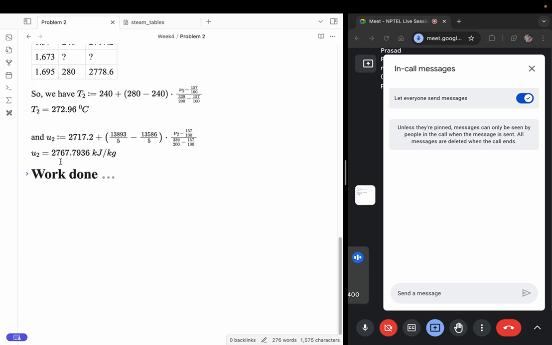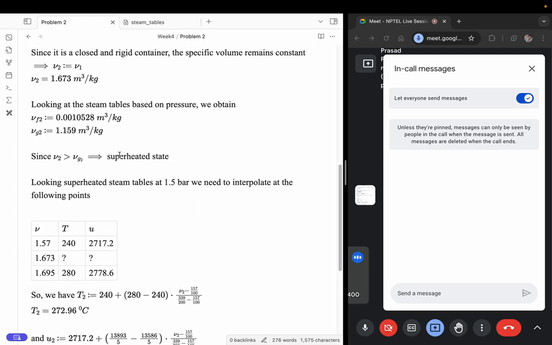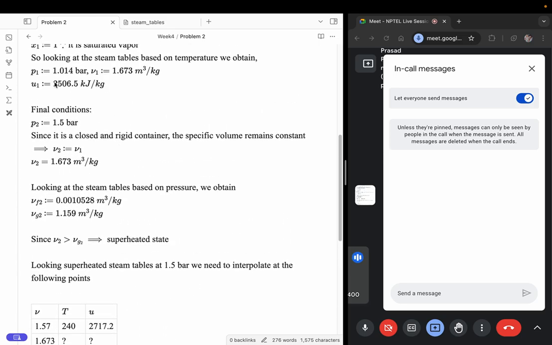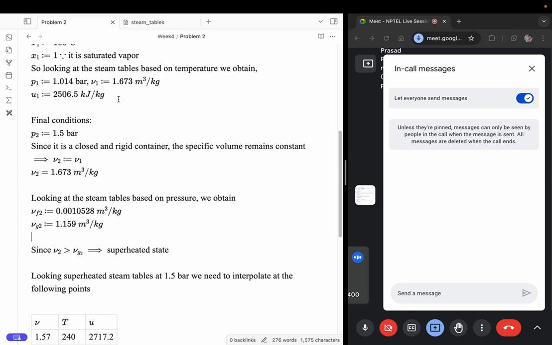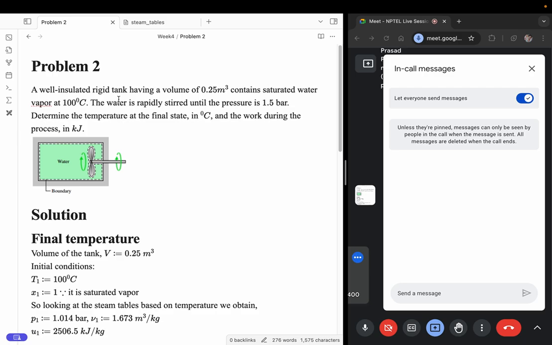Internal energy is again a state function, so it only depends on the final and initial states. I know my final internal energy, and I know my initial internal energy, which I already know from the steam table. So I just take the difference, and I get the change in specific internal energy. If I multiply with the mass of the total water, liquid plus vapor, inside the container, I would be able to calculate the total change in internal energy, which is equal to the total work done.